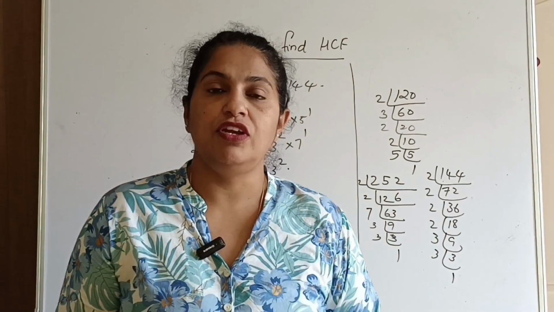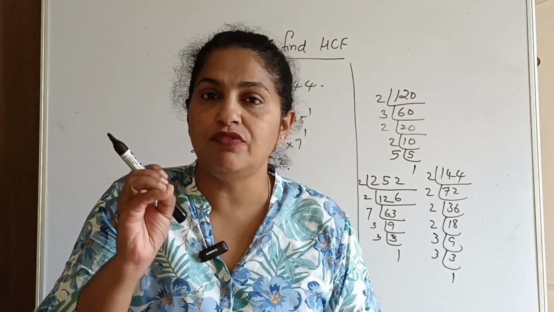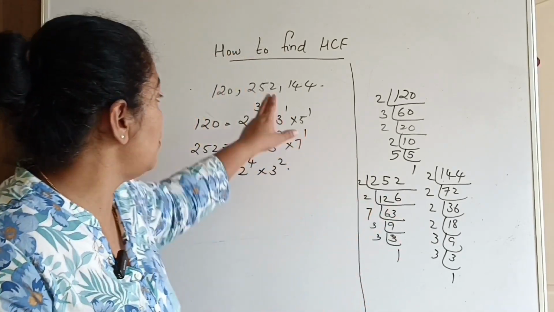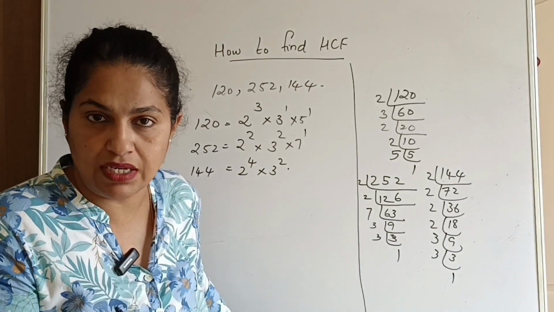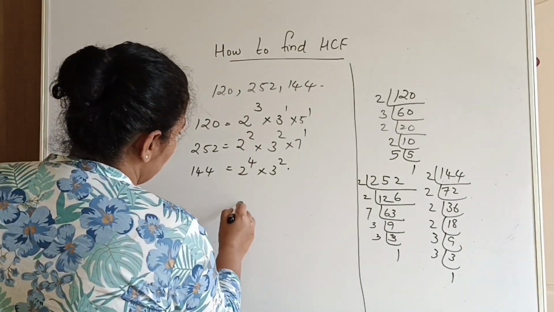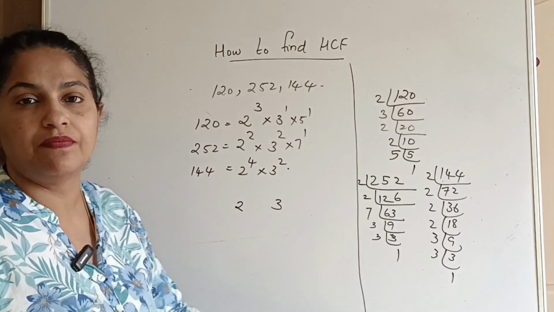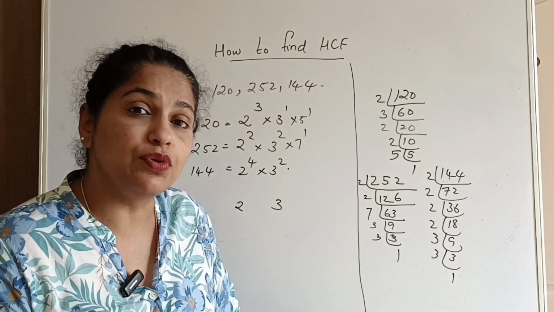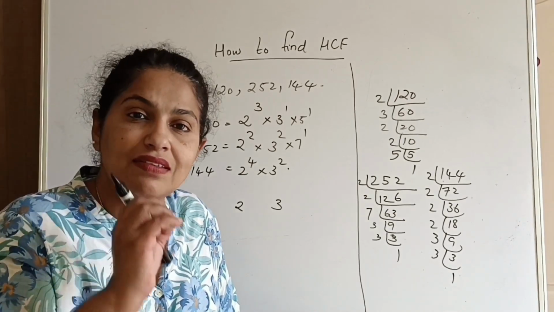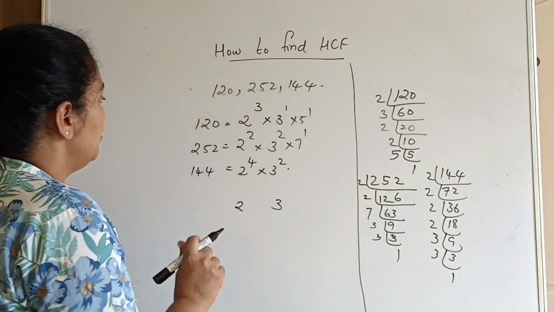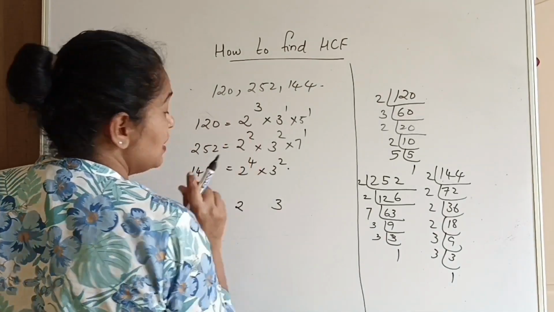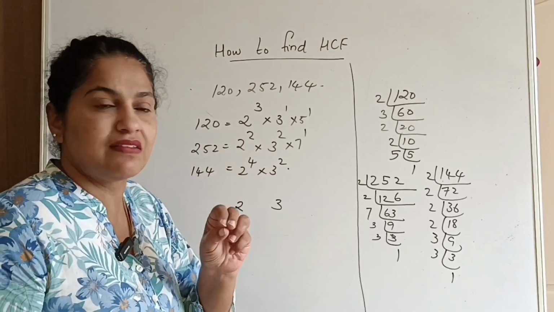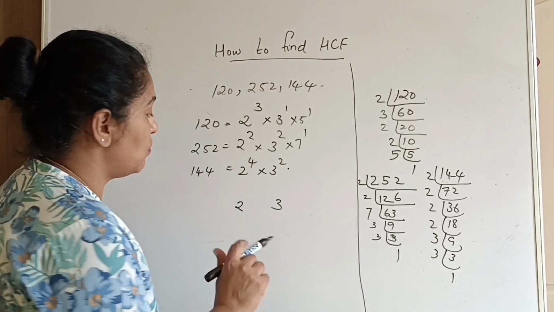In the case of prime factorization, in order to find the highest common factor, you need to first find out which prime factors are common in all these 3 numbers, or whichever numbers are given to you. You can see that 2 is common and 3 is common. Now, find out the lowest power of 2 as well as 3 in these 3 numbers' prime factorization, which means that here 2 is occurring thrice, 2 is occurring twice, 2 is occurring 4 times. Which is the least? 2 raised to 2. Take out that.